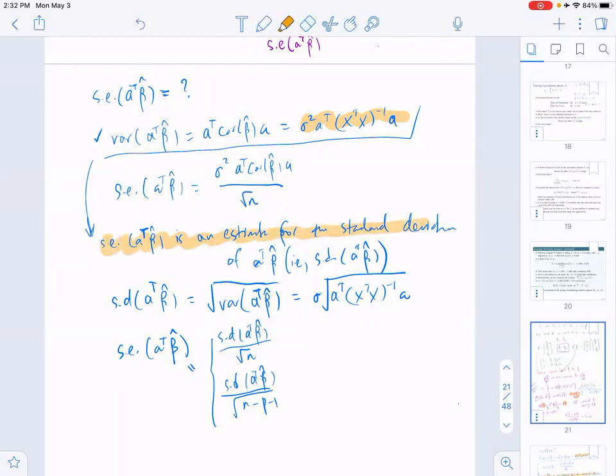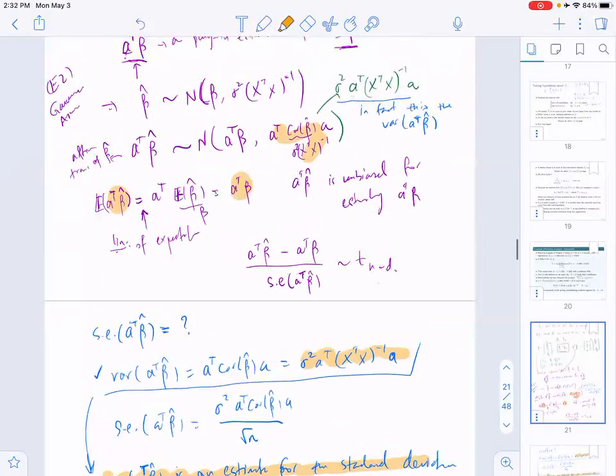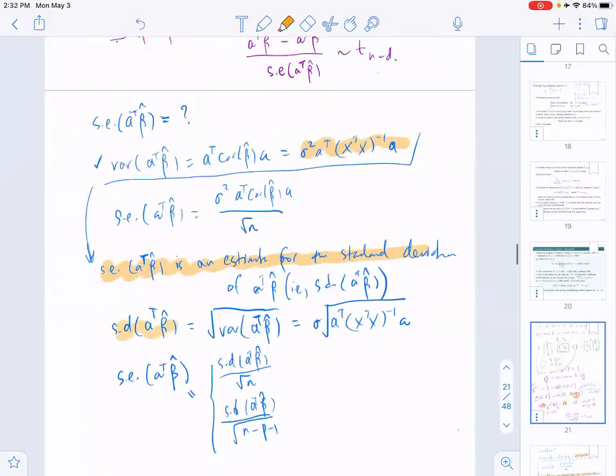So we first calculate the standard deviation. We know how to do it. That's the standard deviation. Now, what is wrong with this? I don't know sigma, right? I know A, I know X transpose X inverse. So this part is known. This is unknown. So what is the natural estimate of this quantity? You use S instead.